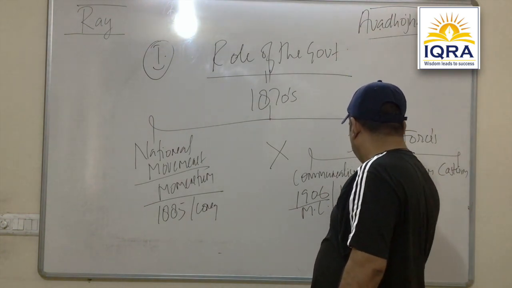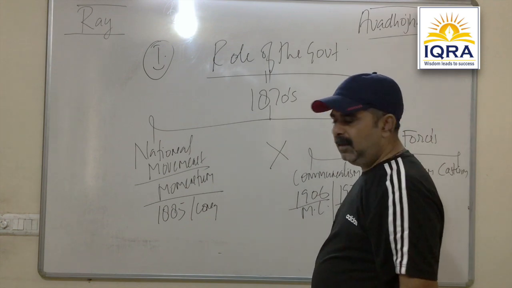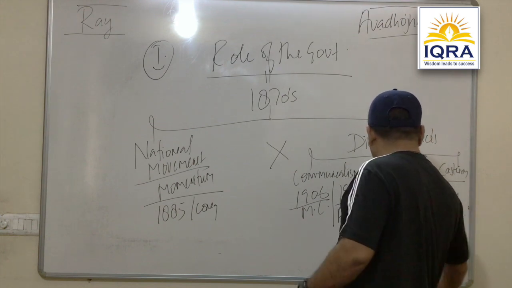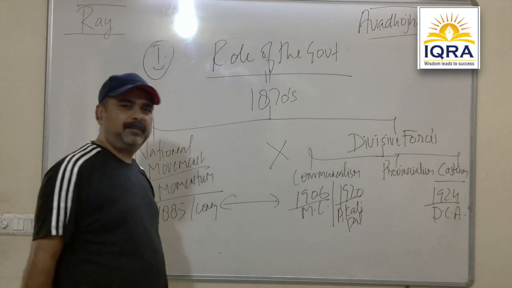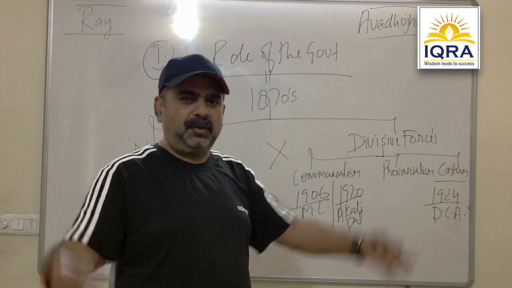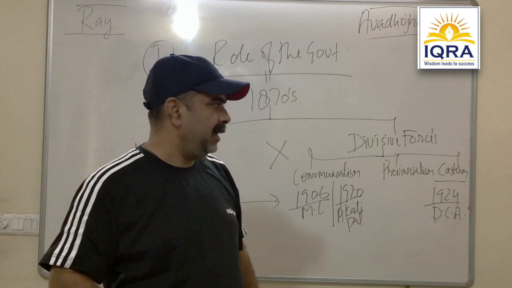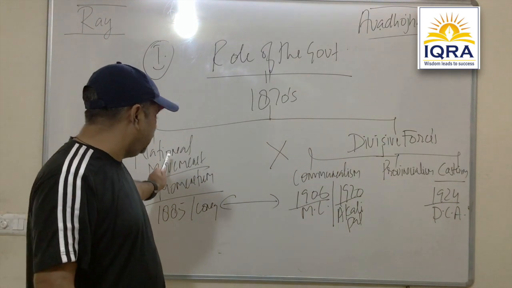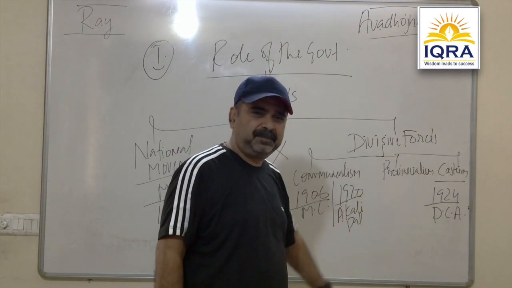1920 Akali Dal. 1924 Depressed Class Association. See the connection. Actually, I said in the previous class, you don't do the homework, you don't connect, you don't add, you don't learn. To counter nationalism, the easiest weapon was communalism, provincialism, casteism.